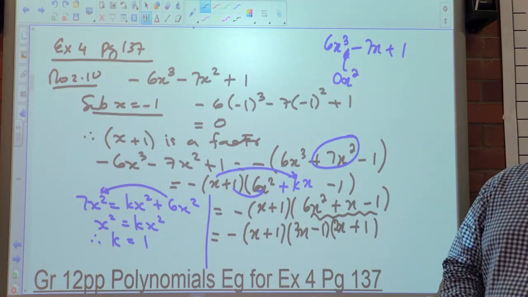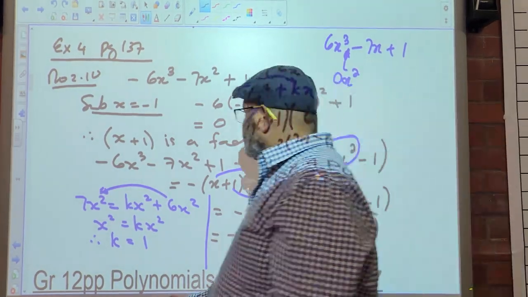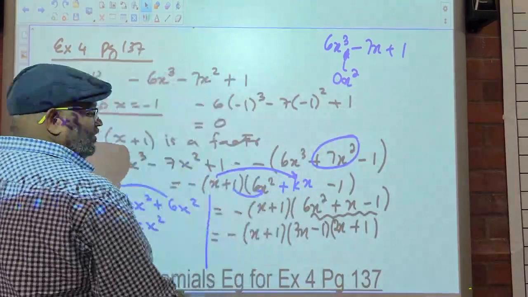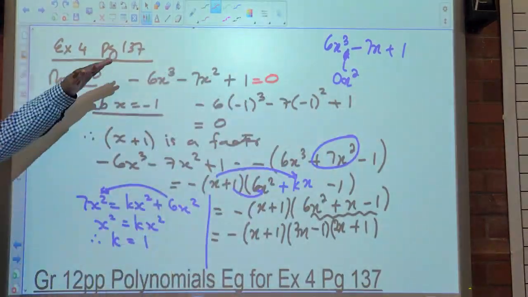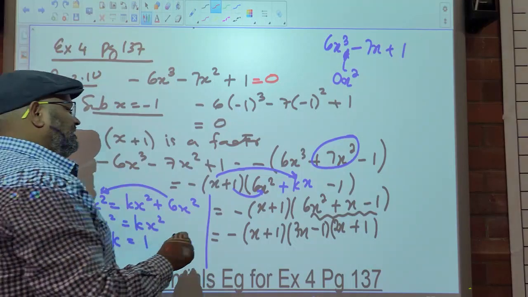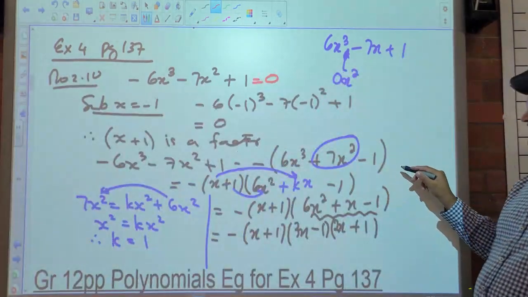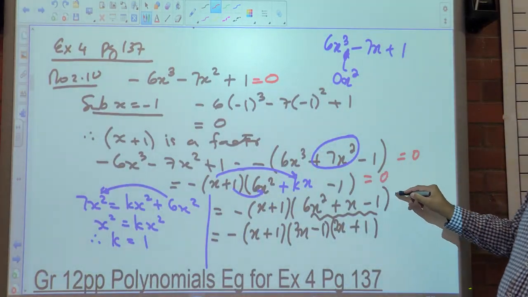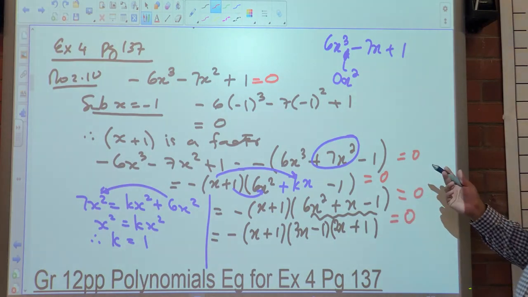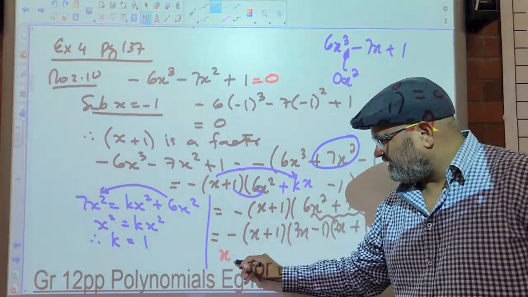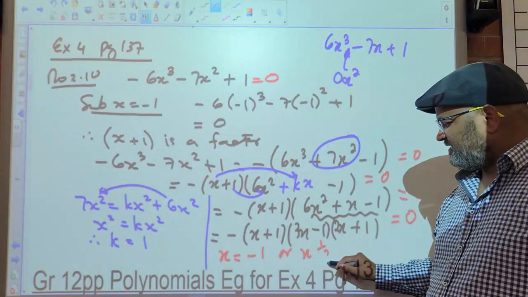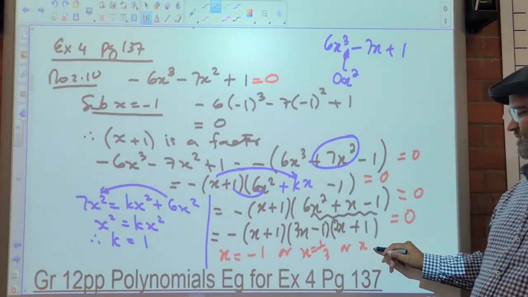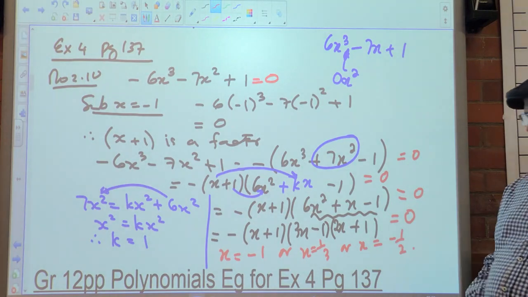You guys understand? So something to note at this point. If this was an equation, which it is not, everything remains the same here. Of course, you're going to have equal to 0, equal to 0, equal to 0, equal to 0. And then the roots are x is equal to minus 1, or x is equal to a third, or x is equal to negative 1.